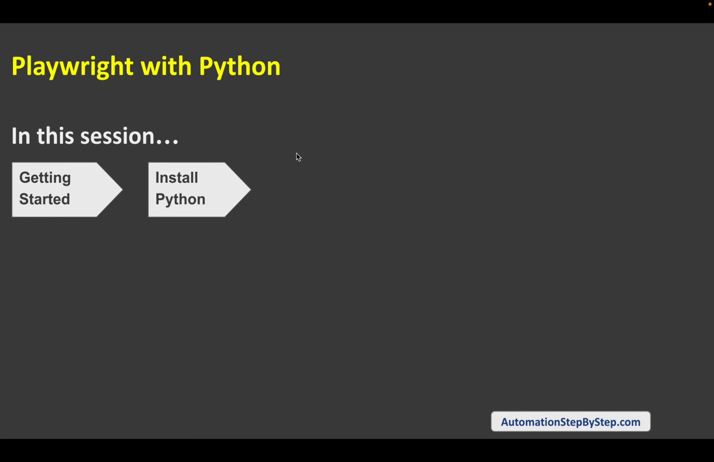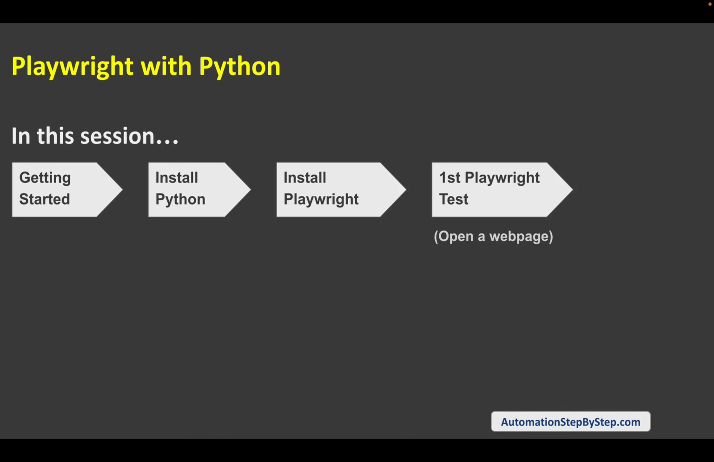So in this session we will see what all things we can do with Playwright, what is Playwright and what it is used for. Then we will start by installing Python. We will first check whether Python is already installed on your system, whether you are using Windows or Mac. I will show you all the steps, and then if not, we will install Python, and then we will install Playwright, and then we'll create the first Playwright test, and that will be to open a web page. Okay, so I'm going to tell you every step and you can do hands-on along with me.